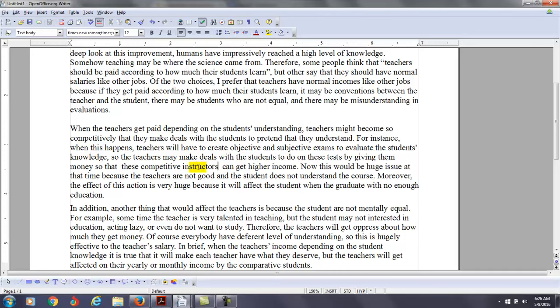So I'm trying to make this paragraph unify itself a little bit better. So let's see, for instance, when this happens, teachers will have to create objective and subjective exams. An objective exam would be a multiple choice exam. A subjective exam would be something like an essay exam to evaluate the students' knowledge. So the teachers are going to make deals with the students to do well.